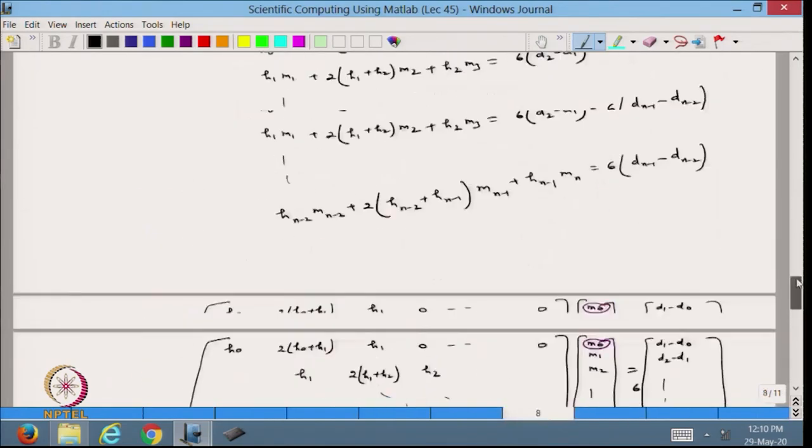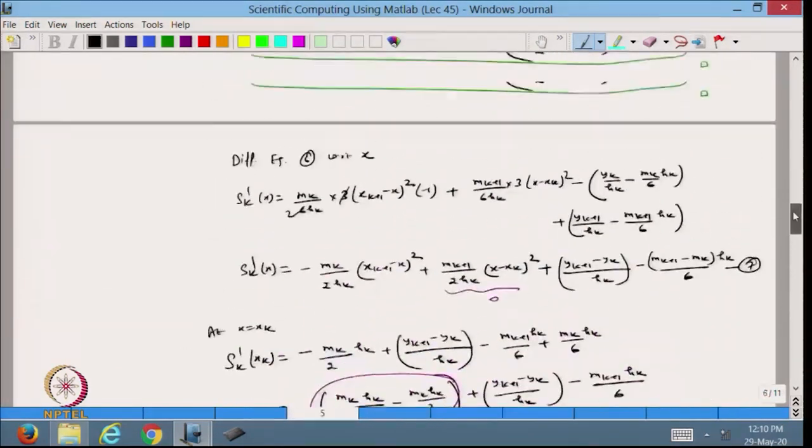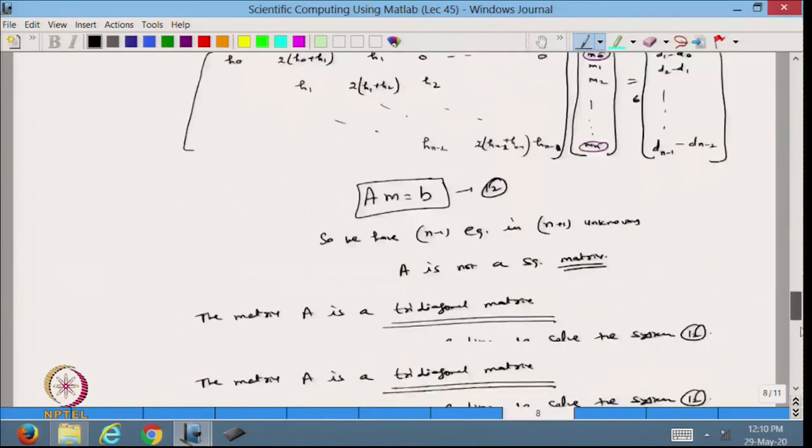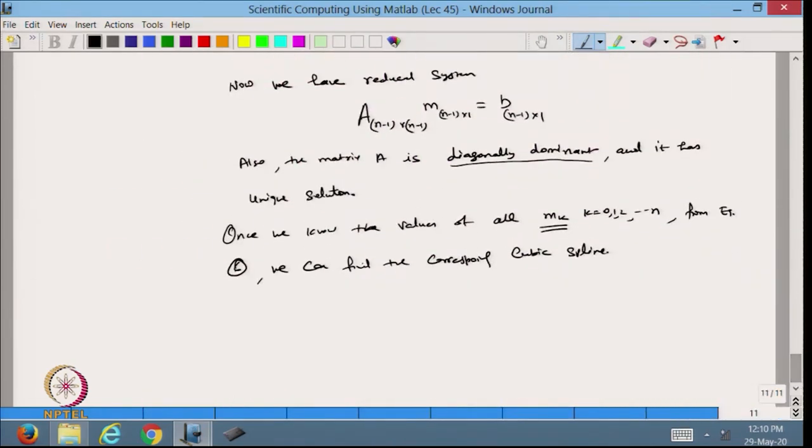So from the expression 6, I just substitute the values and I will get, hk is known to us. The only thing that we need to find was mk, so that is known to us now. So I will substitute the value and get this cubic spline into place. So this is the core, we will get the corresponding cubic spline function. So this is all about how we can express the cubic spline.